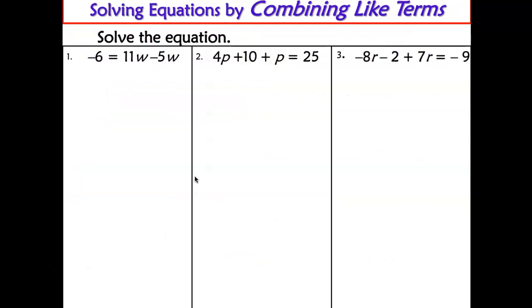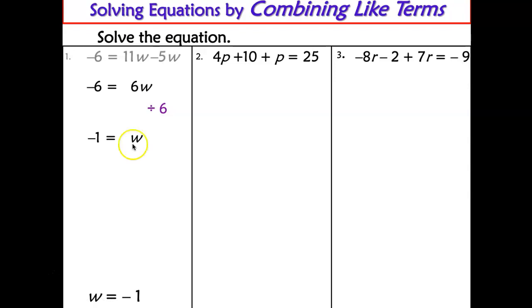Here are 3 more examples. Okay, so here we go. We're going to subtract this too because they're both like terms. So 11w minus 5w is 6w, and then in here, okay, you're just going to divide both sides by 6, and when you do, negative 6 divided by 6 is negative 1, and 6 divided by 6 is 1w. You do not have to write 1 in here.